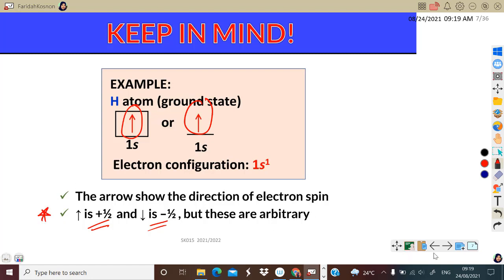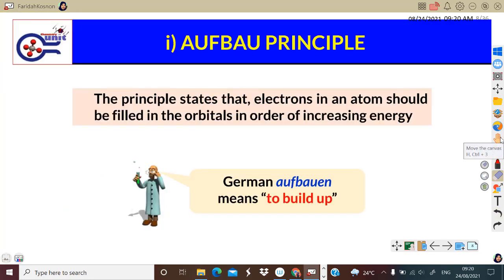For your information, in our syllabus, we are not going to use 2, 1, 2, 2, 2, 8, 1. We will not use this anymore. This is only the syllabus for SPM, because it is true for the first 20 elements in the periodic table. After that, there is a bit of a problem if we use it like this. So, at a higher level, we will use the principles or rules that I mentioned earlier: Aufbau principle, Pauli's exclusion principle, and Hund's rule. Okay, we start with the first principle.